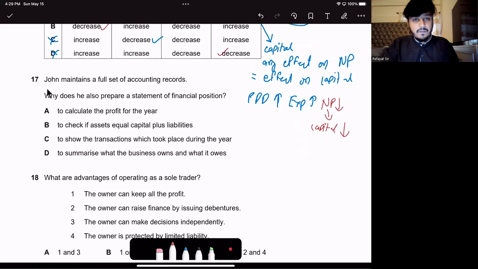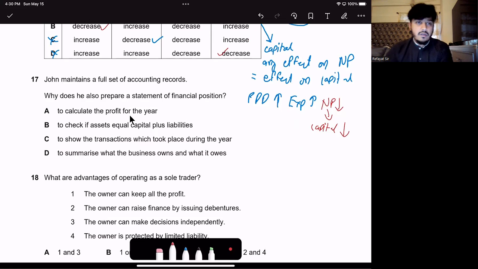Number 17. John maintains a full set of accounting records. Why does he also prepare a statement of financial position? Why do we prepare a statement of financial position? Mainly to summarize our assets and liabilities, nothing else.